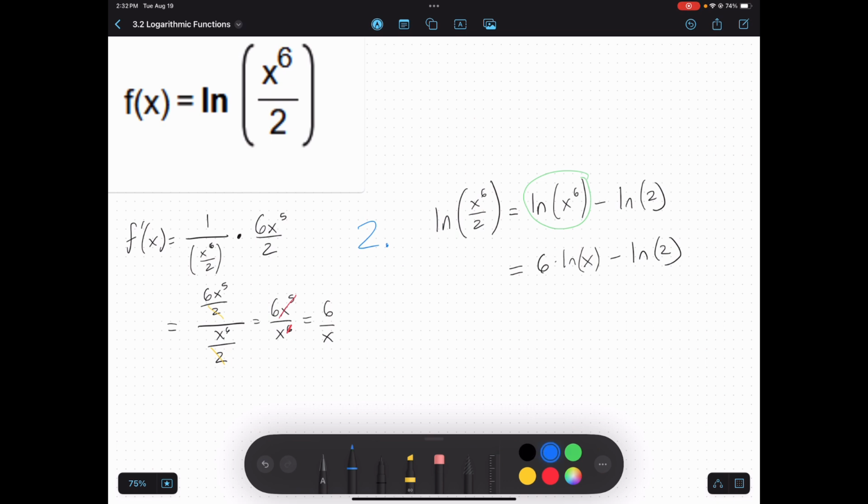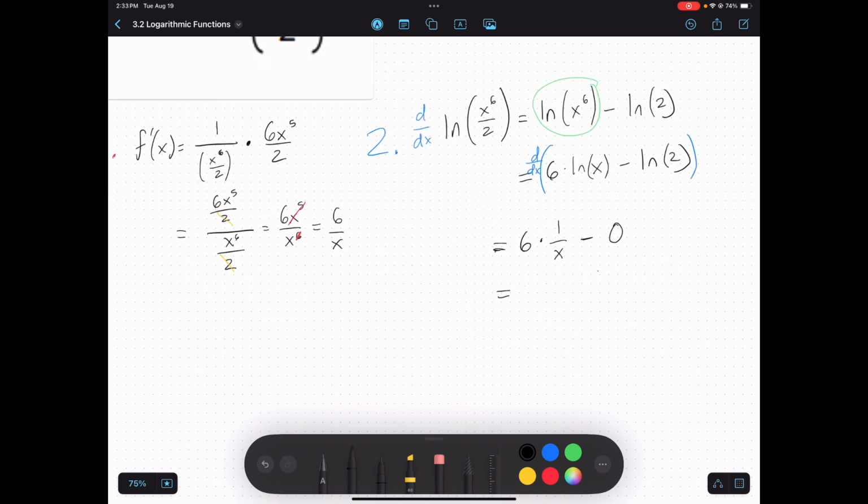Now what happens when we take the derivative? So the derivative of this is the same thing as just taking the derivative of this. What's the derivative of 6 times natural log of x? Well, my constant multiple property of derivatives means I can just keep the 6 there and multiply it by the derivative of natural log of x, which is just 1 over x. Minus, what's the derivative of natural log of 2? Now this might be tricky. What's natural log of 2? It's a constant. It doesn't depend on a variable at all. It's always staying the same. So what's the derivative? The derivative is just 0.